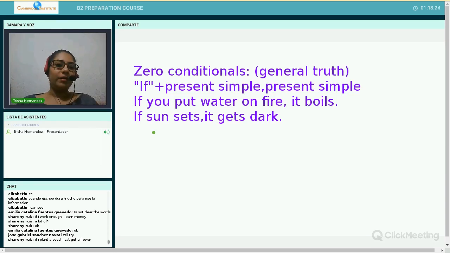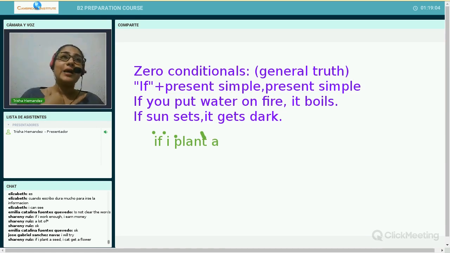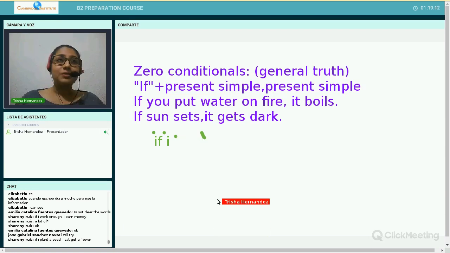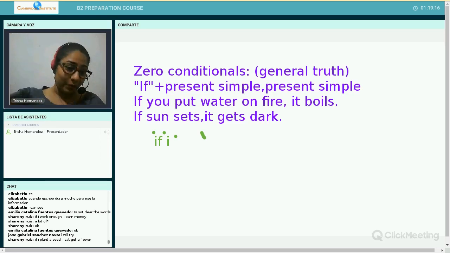Like, for example, I told you if I put the water on fire, it boils. But it could be like, for example, if water reaches 100 degrees, it boils. That's a general truth. It will always be true. There can't be a different result. Like, if I'm allergic, for example, to shrimps, and I say, if I eat shrimps, I get sick, that couldn't be a general truth, because that will always happen only to me, because maybe I am allergic to shrimps. Maybe you are not allergic to shrimps, so that won't happen to you. It would happen to me, because I am the one who is allergic.